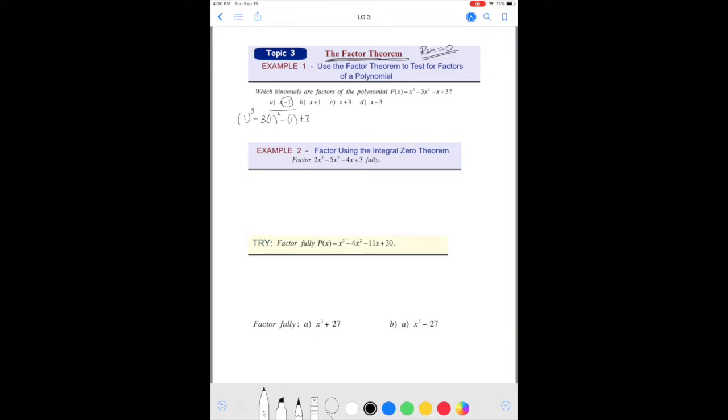And what's my output here? So we have 1 minus 3 minus 1 plus 3. Well, that is 0. So A is yes. Okay, that is a factor of that. And then you'd go through and try doing the same for all.